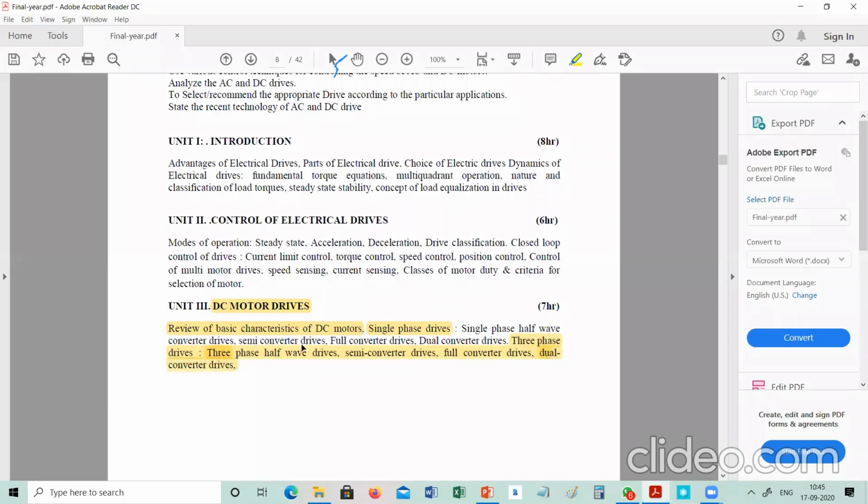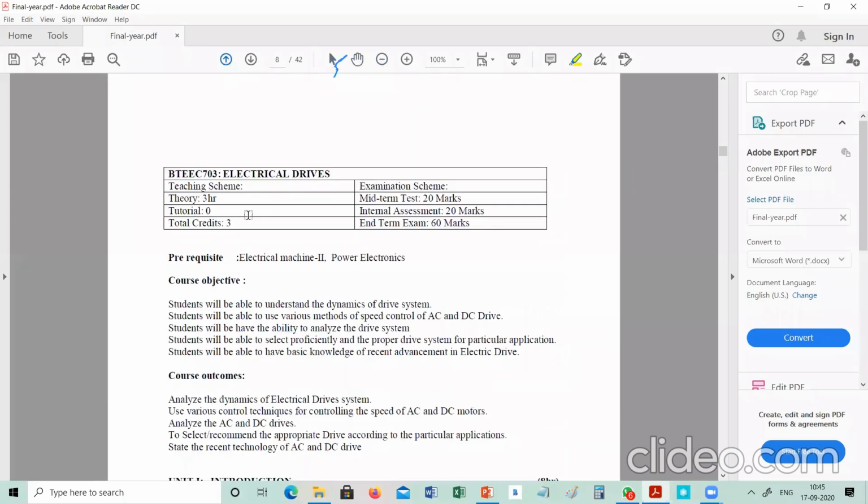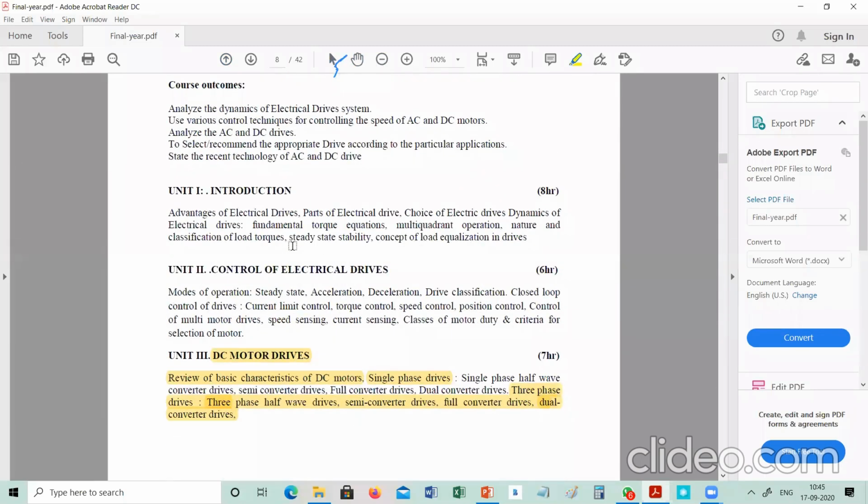There are different types of single phase drives and different types of three phase drives; we have to see that. And after that, the same DC motor we have to control using choppers or DC to DC converters. Now we will go for the first point of the third chapter. The first point is the review of basic characteristics of DC motors.